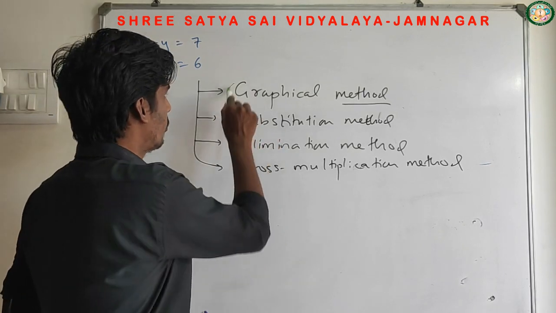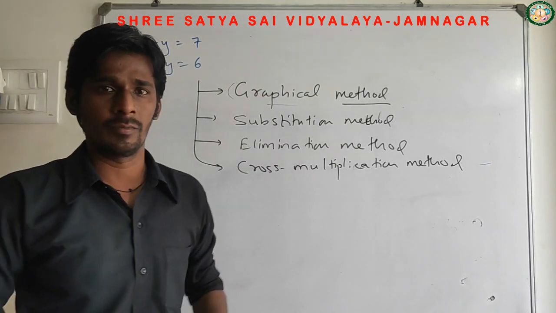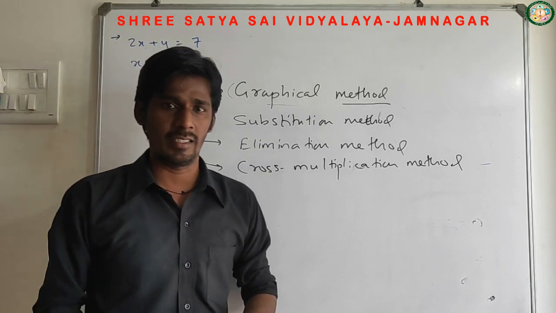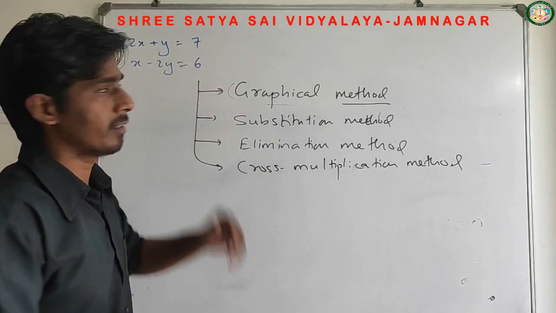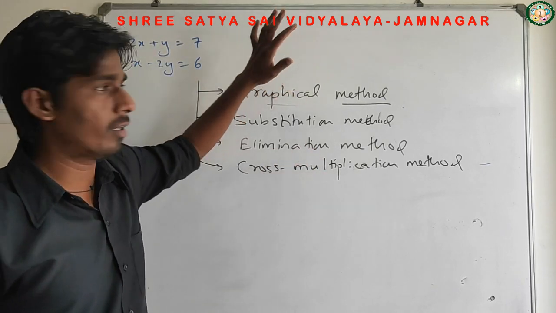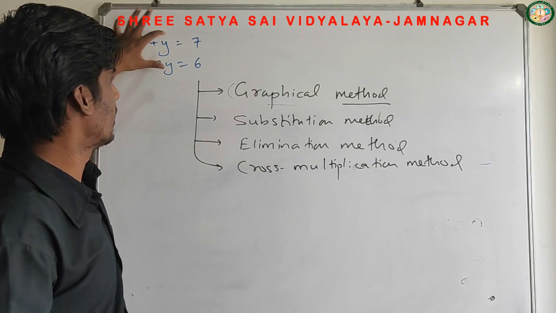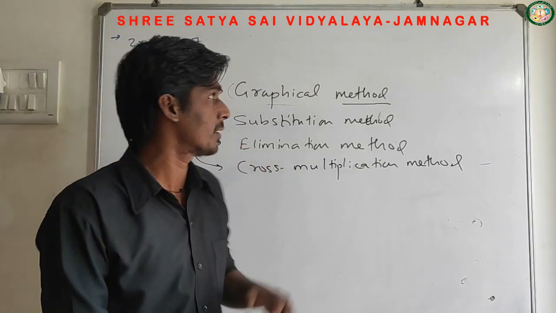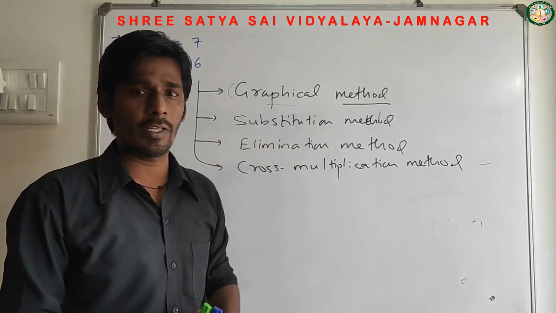So first of all we are going to start with the graphical method. The basics of the graphical method we already did in 9th standard, to draw a line from a given equation. Now the difference is that you have to draw two lines on the same graph by using these two equations. So let's start with two basic examples of the graphical method.